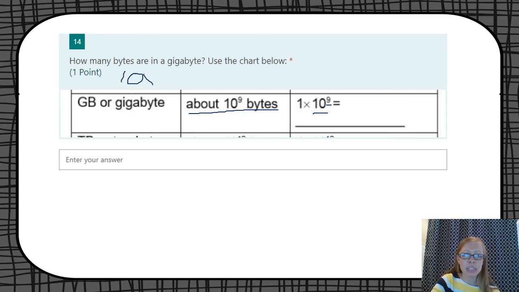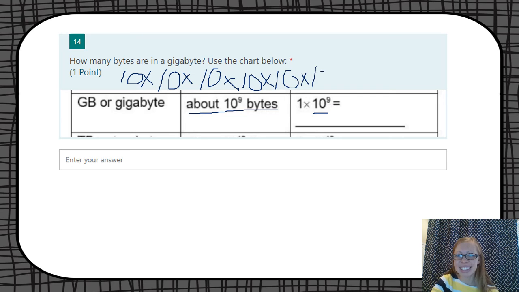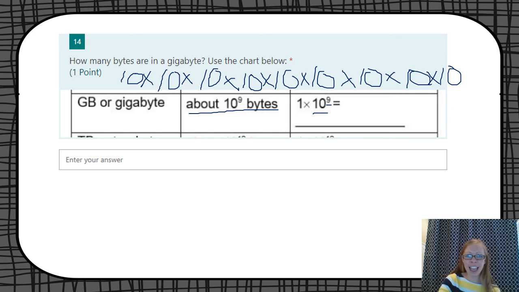So 10 times 10, there's 2 of them, times 10 is 3, times 10 is 4, times 10 is 5, times 10 is 6, times 10 is 7 of them, times 10, there's 8 of them, times 10, 9 times. So 10 times itself, 9 times here. That's what this expression means.